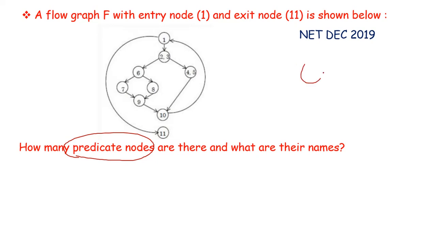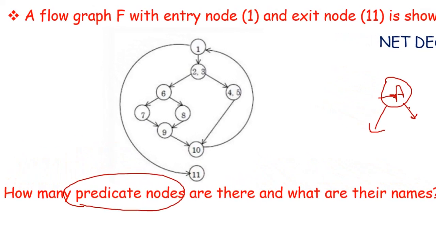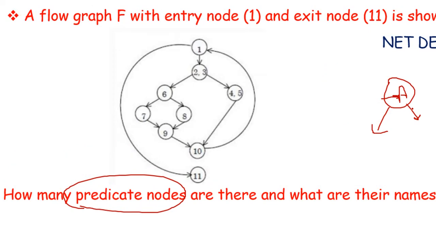Now let us say we are talking about a node, say A. If this node A has more than 1 outgoing edges, that means there is a condition at this point, and whether that condition satisfy or not determines the further path. So a node that contains condition is known as predicate node. We can locate predicate node by determining number of outgoing edges.